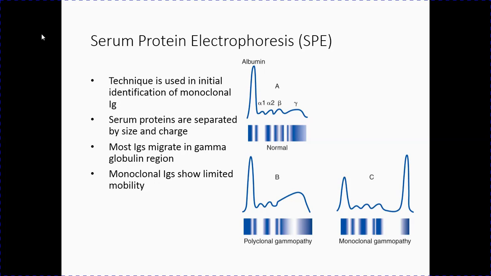You may also recall serum protein electrophoresis is a test, the technique we're going to use to identify if there's a monoclonal immunoglobulin. Serum proteins are going to get separated by size and charge into 5 different regions in the electrophoresis. If you look on the top, here's a normal. There are 5 different regions: the gamma, the beta, the alpha 1, alpha 2, and then albumin. So this is a normal 5-region migration pattern.